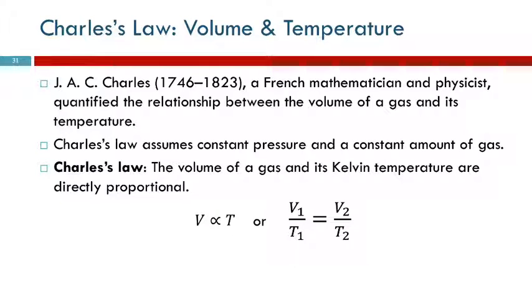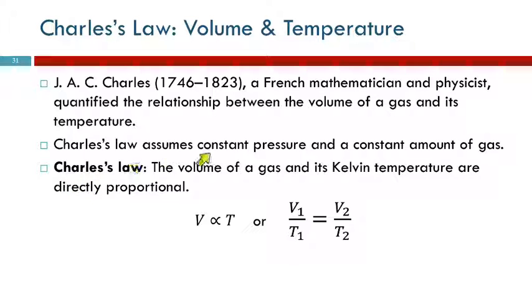Okay. So a guy named J.A.C. Charles. So this is late 1700s, early 1800s. He was a mathematician and a physicist, but he was looking at the relationship between gases and volumes. A lot of the early scientists were not specifically one branch of science. They were just generally interested in stuff. And so they got their hands into lots of things. He looked at the relationship between volume and temperature. So we have what's called Charles' law.